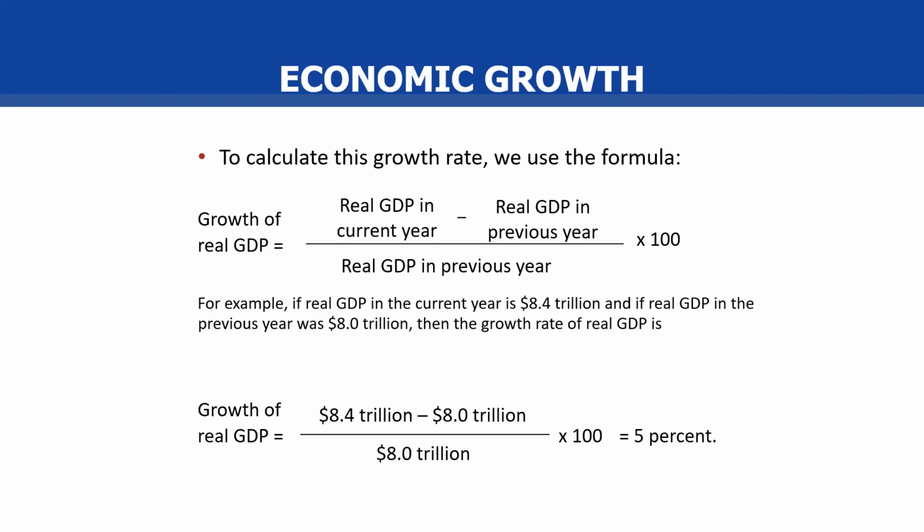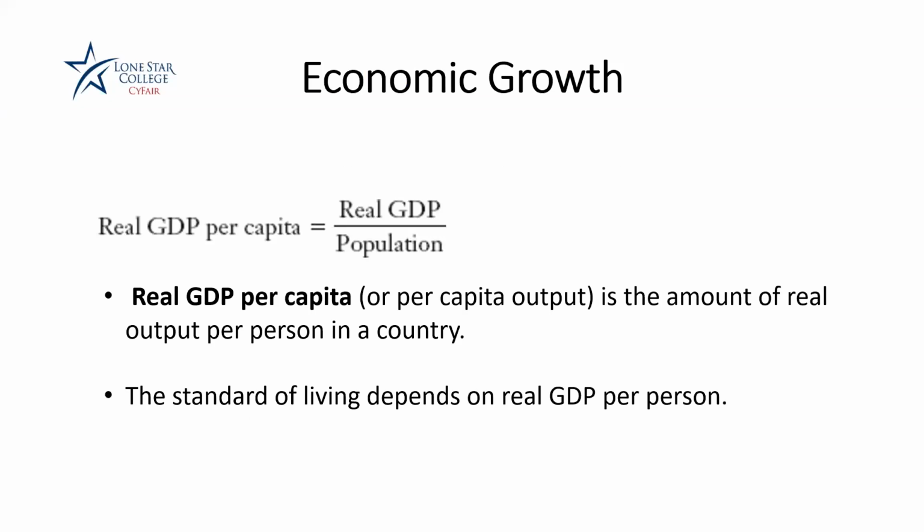Let's say you want to calculate the growth rate of real GDP in 2020. Your current year will be 2020, your previous year will be 2019, and at the denominator, you're dividing this change in real GDP by the real GDP in 2019. Then you multiply it by 100, and you have your economic growth rate, or the growth rate of real GDP in 2020. But as I said, it is better if we look at the increase in real GDP per capita over time.